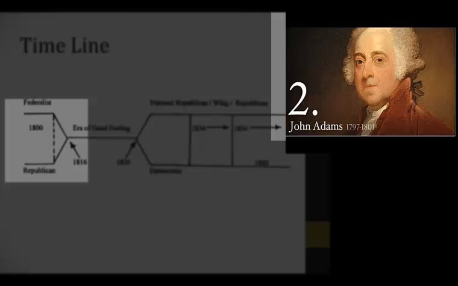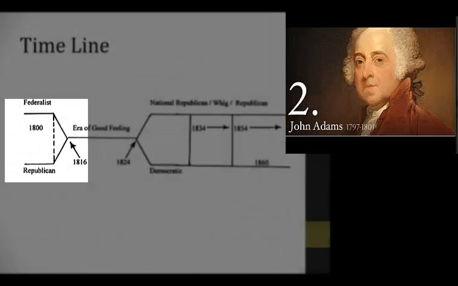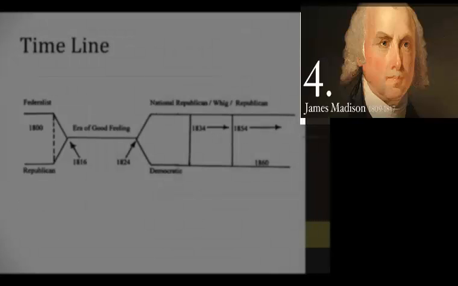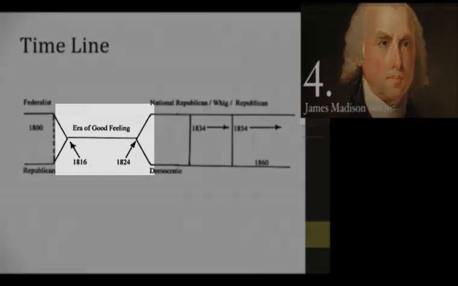He's going to be the first president endorsed by an official political party, both as a candidate and then as president himself. And the first Democratic Republican president will be Thomas Jefferson with the election of 1800, followed by James Madison, the next Democratic Republican president, who would be president from 1809 to 1817.